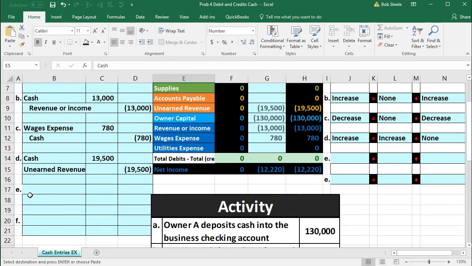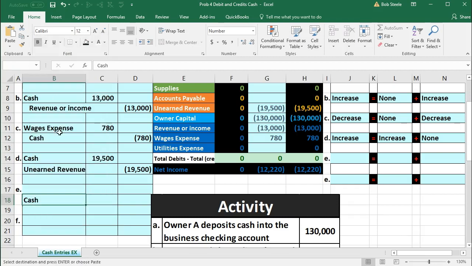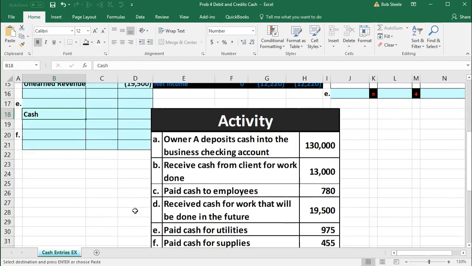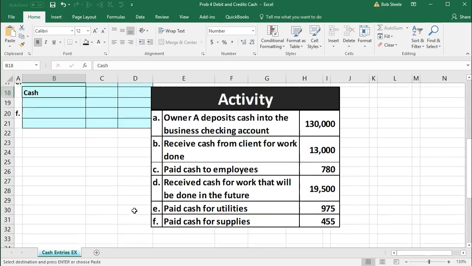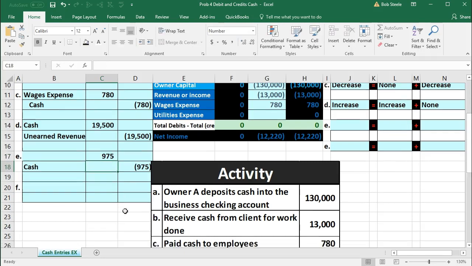I'm going to put the credit again on the bottom. So I'm going to start with the credit because cash is going to be an easier account to think about, and right click and put that on the bottom. The credit will be 975. So I'm going to put in cell D18, credit 975. Then we know that we're going to debit something for 975 as well. We just then need to know what that debit will be.